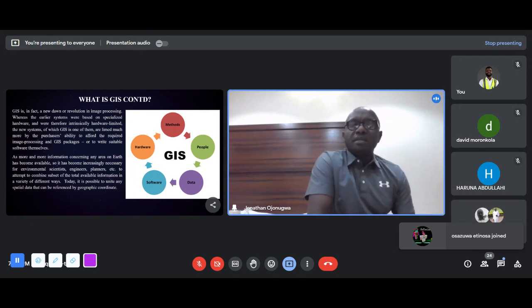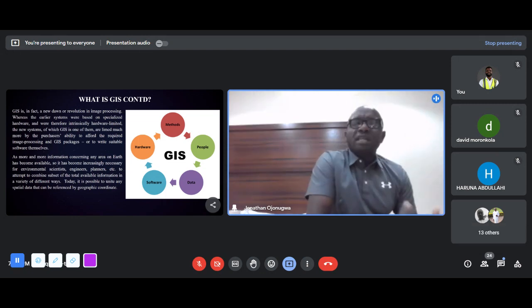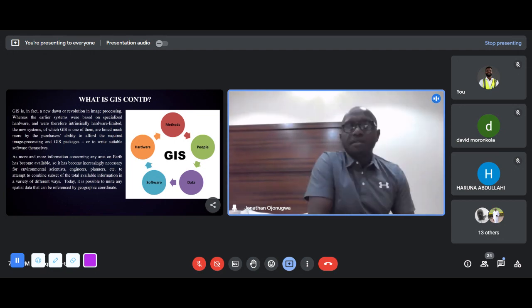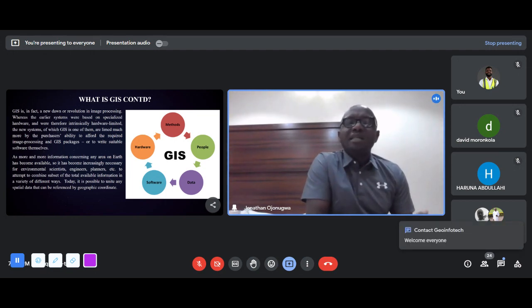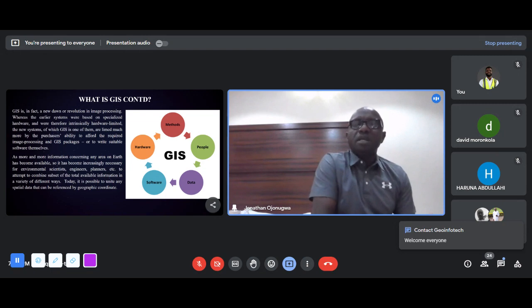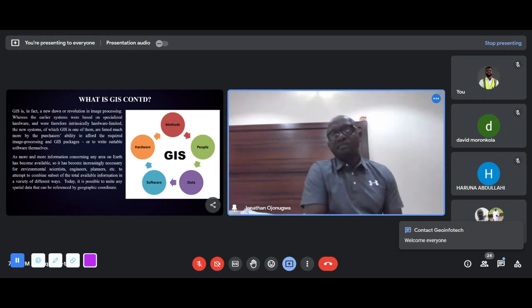What is data in GIS? How many types of data do we have in GIS? What are the categories of data we have in GIS? How are they related to election management in Nigeria?